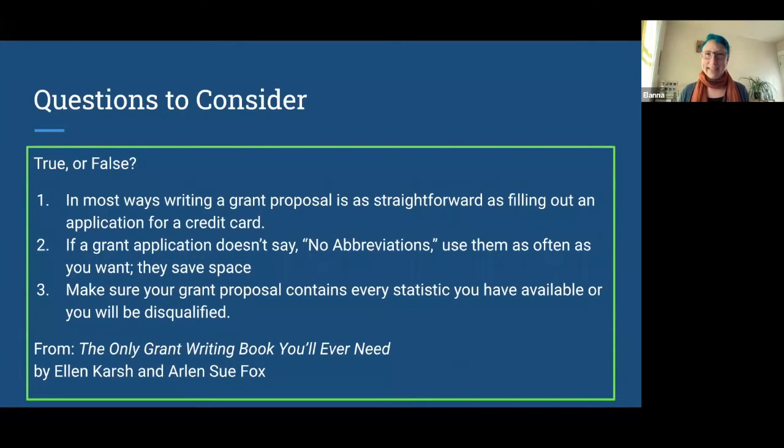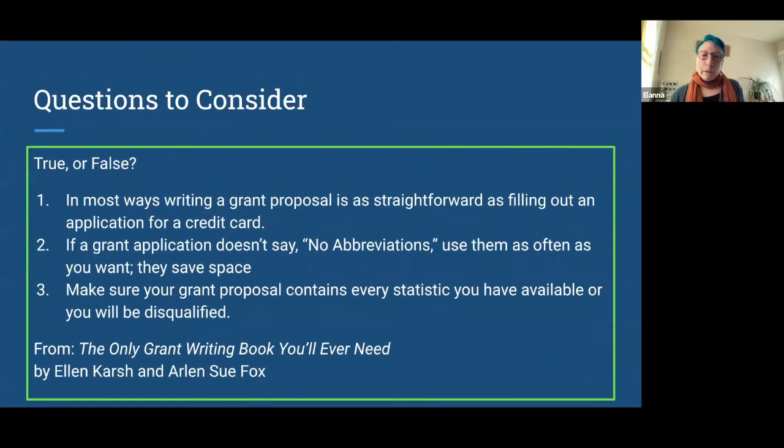They save space. No, false. You don't want to use abbreviations. We talked about this last time. And the reason being is you never know who you're necessarily talking to. You may have built a relationship with a funder, and maybe the person reviewing the grant applications isn't familiar with your alphabet soup from your organization, and that blocks them from seeing the value of the work that you're doing. So try not to use abbreviations.